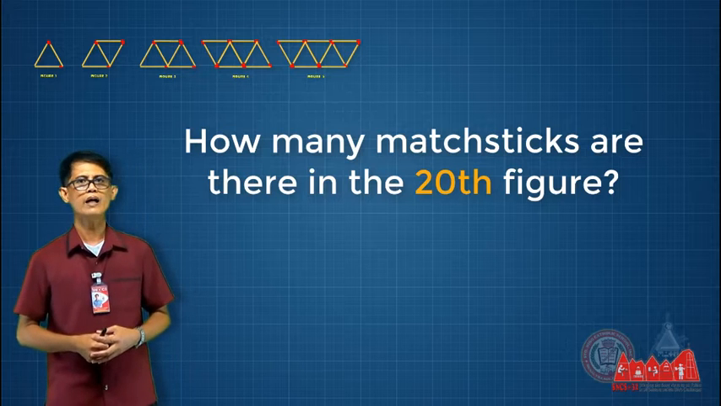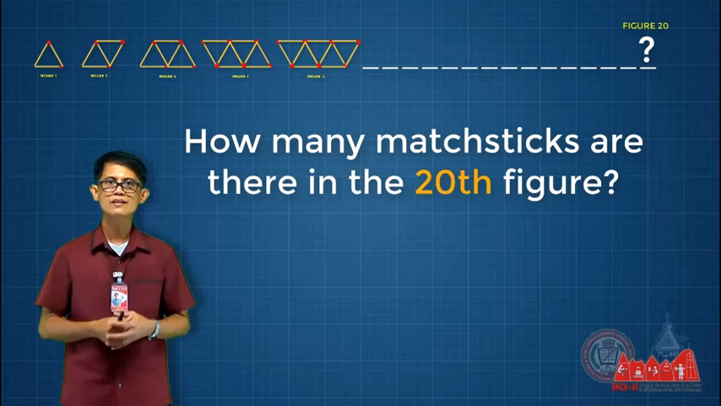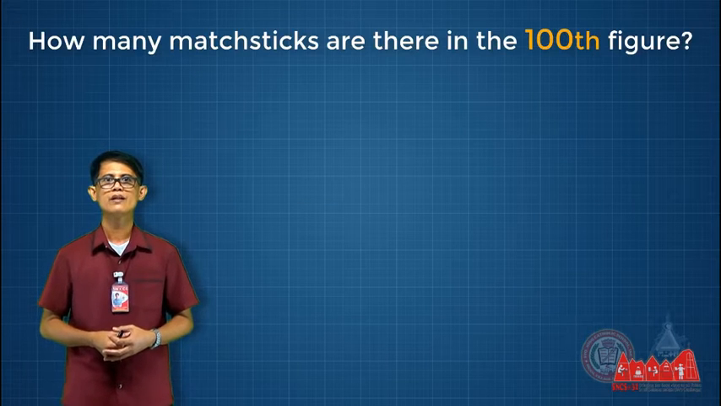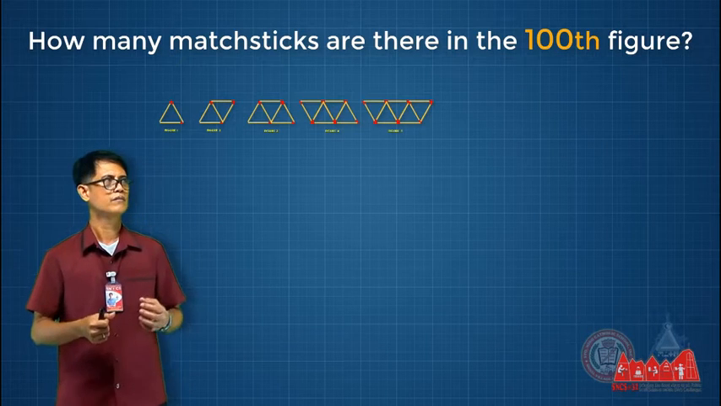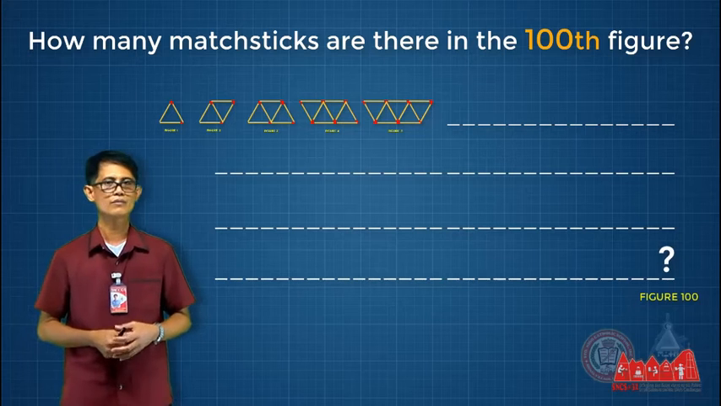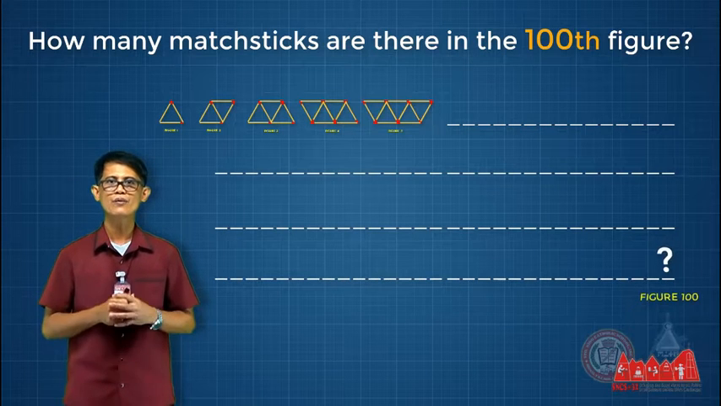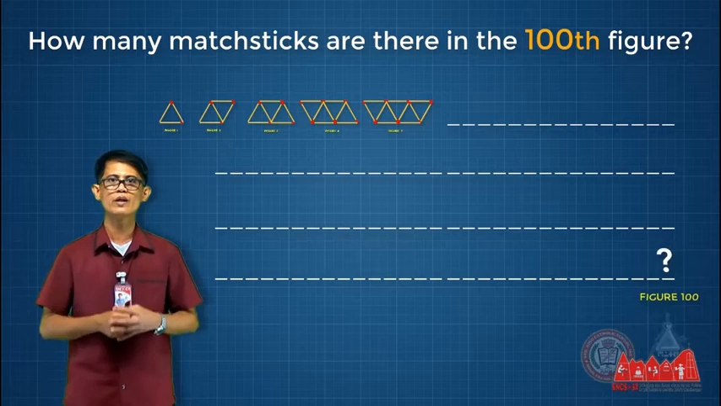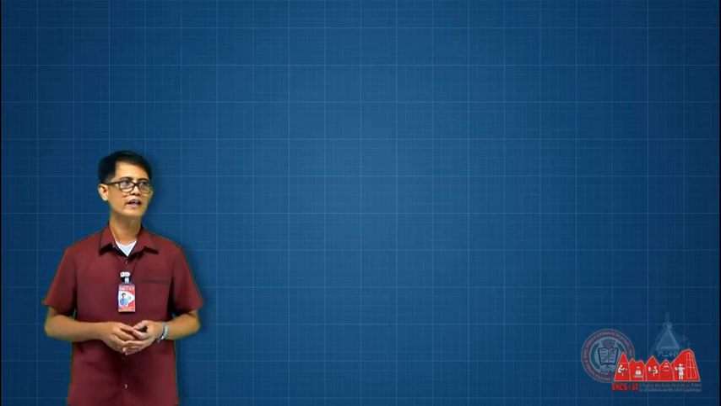That's so far. We can still manually add 2 until we reach the 20th figure, right? But what if the question asks for the 100th figure? That's so far, and repetitive. There must be a way to teleport at an instant to reach the 20th or the 100th figure. Exciting, right?